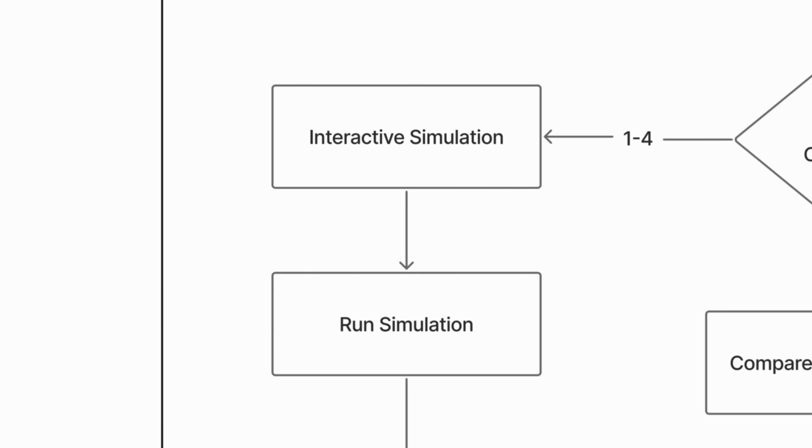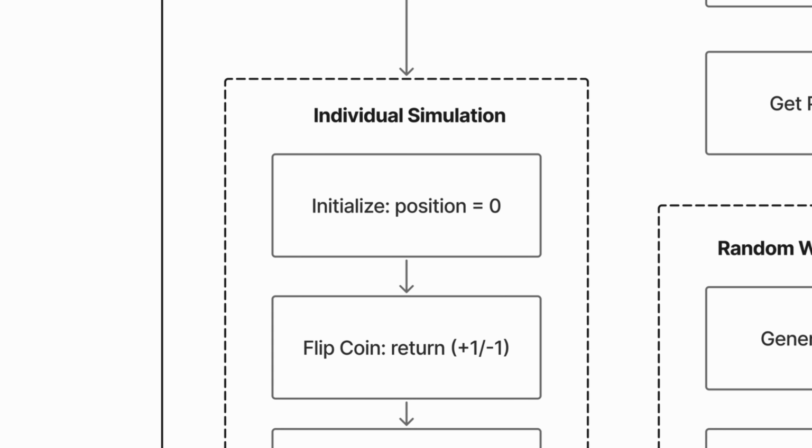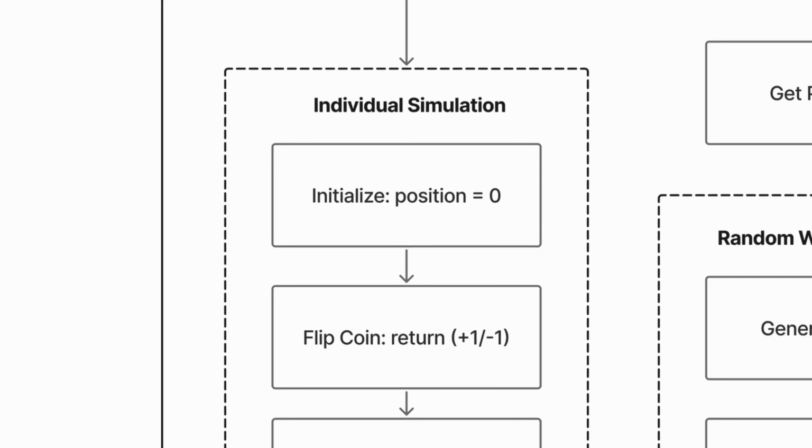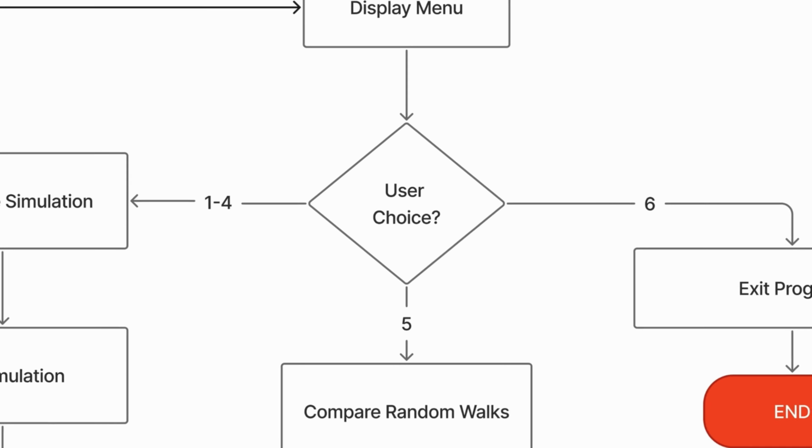So for the interactive simulation branch, we have the steps for running a single random walk simulation. So first, we have the run simulation, which starts the interactive simulation with selected parameters. We then proceed with the individual simulation box, which initializes the position to 0. We then flip a coin to determine movement direction, which is either positive 1 or negative 1, or right or left. We then update the position based on the coin flip and then display the current results and the visualization. After that, we return to the main menu after the completion.